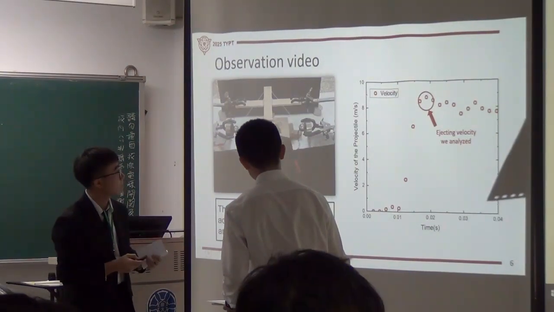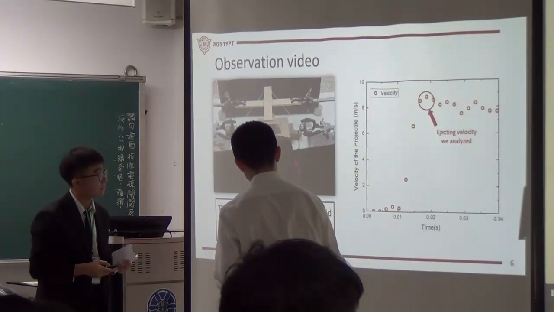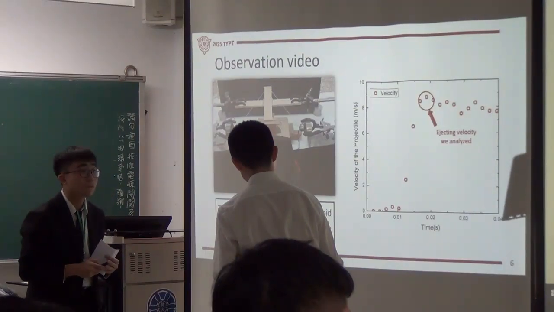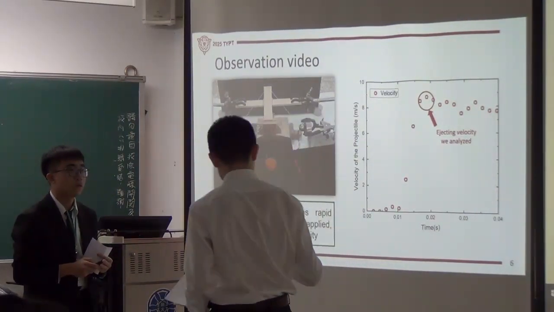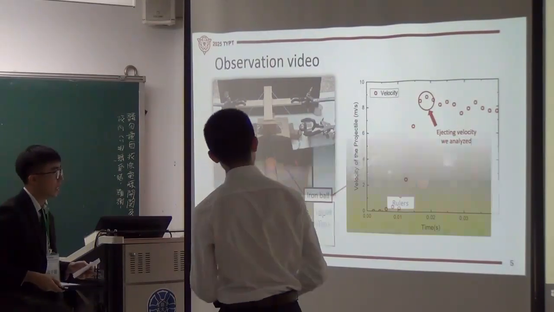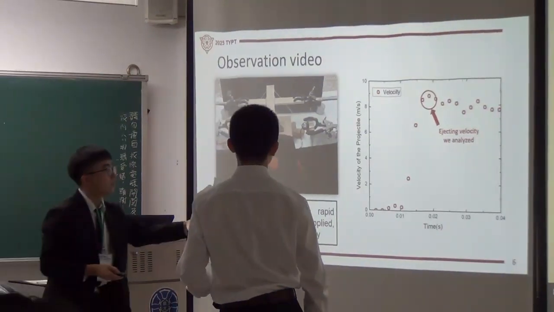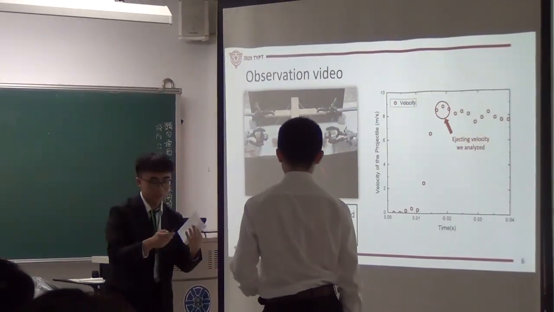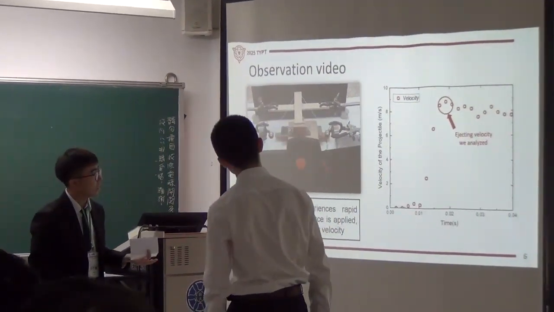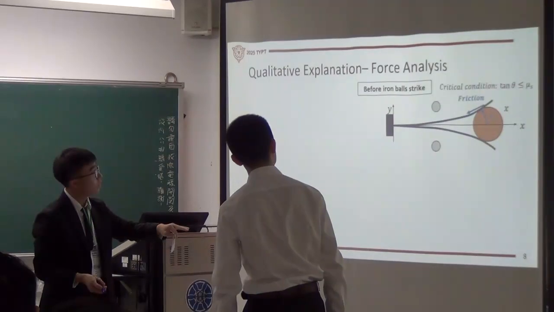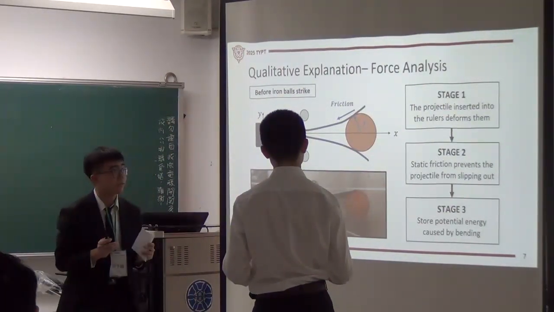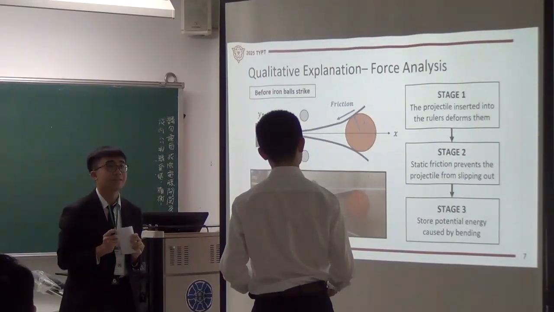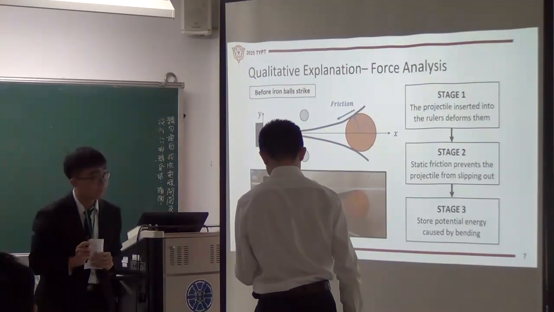There's a problem. Because it tightly attaches to the ball, so it has initial potential energy, right? Yes. Did you consider this in your theory or in the experiment? Yes, we have considered it in our theory, which is when the round projectile is inserted between the rulers, it will have the initial potential energy. And yes, that's the thing we have considered. Okay.